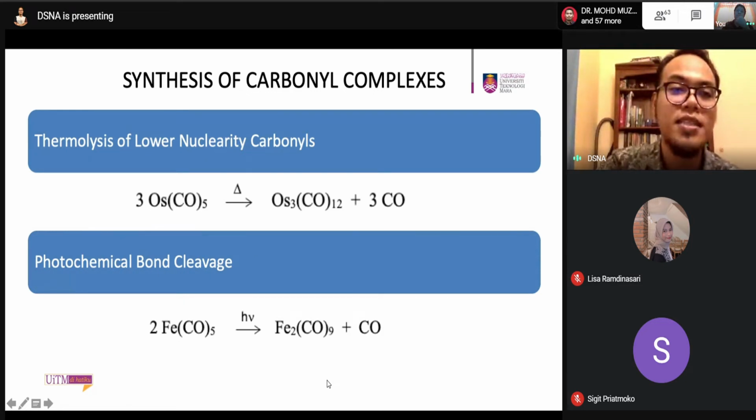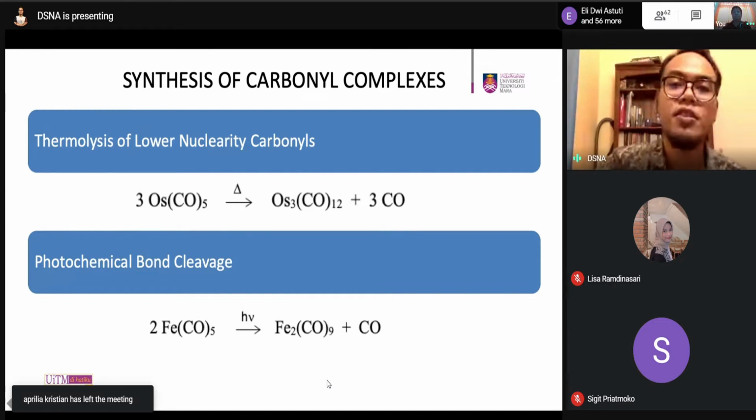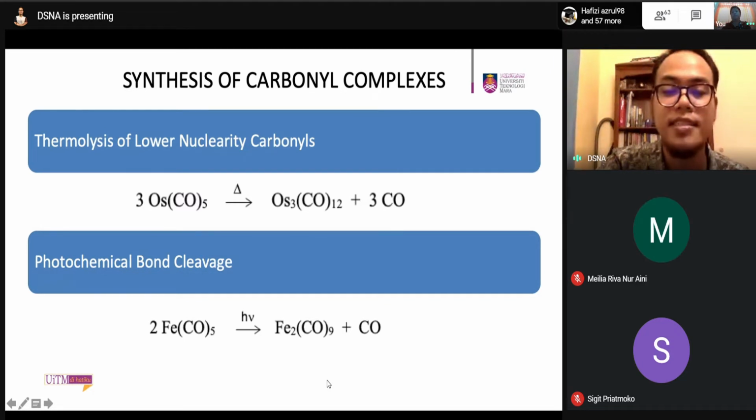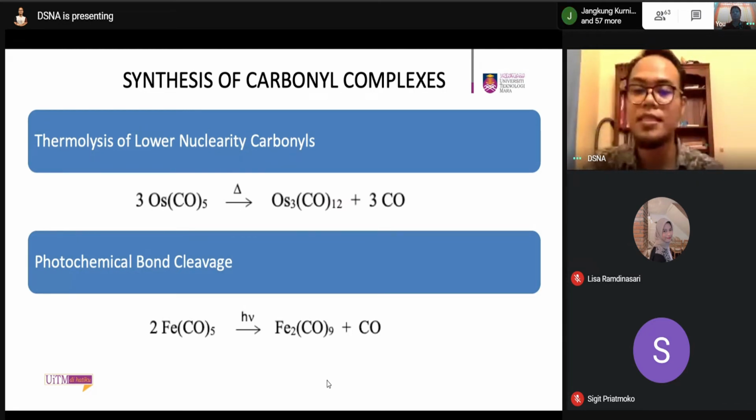So we can actually synthesize a new complex, a higher nuclearity one, from lower nuclearity carbonyls. So we use thermolysis. Thermal is used here, definitely heat, and then lysis where we break it. So we have a high nuclearity complex. And last but not least, we can also synthesize carbonyl complexes using photochemical bond cleavage. So, from iron pentacarbonyl, now we have Fe2(CO)9 here. Photochemical means we are using light in the reaction. So, there are 4 ways to synthesize carbonyl complexes. I hope you are clear with that.